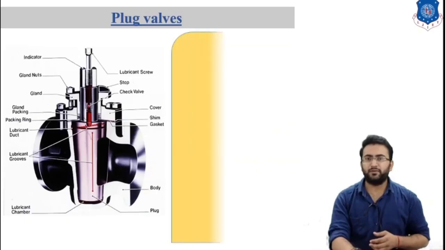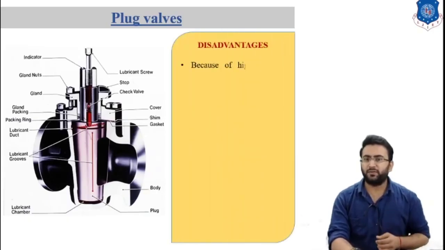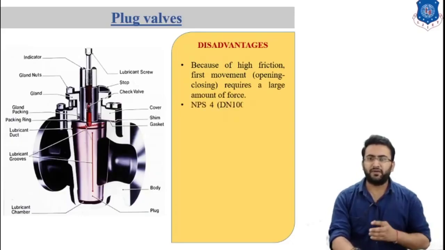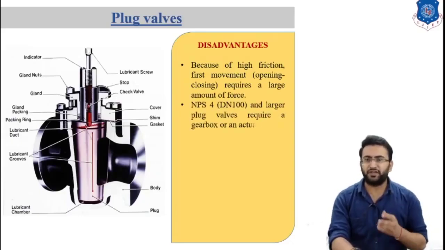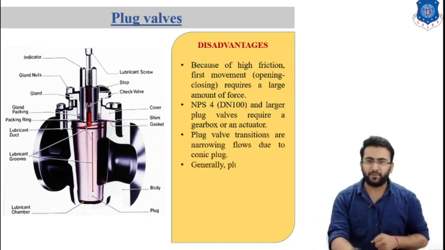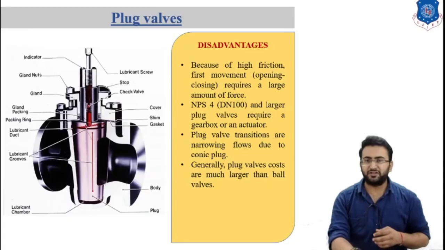Now let's talk about various disadvantages of plug valve. Because of high friction, the first movement requires a large amount of force in a plug valve. This is one type of disadvantage of plug valve. When a plug valve is used in larger dimensions, it requires a gearbox or actuator. Plug valve transmits a narrow flow due to the conical plug, and generally plug valve costs are much higher than the ball valve. So this is the disadvantage of plug valve.